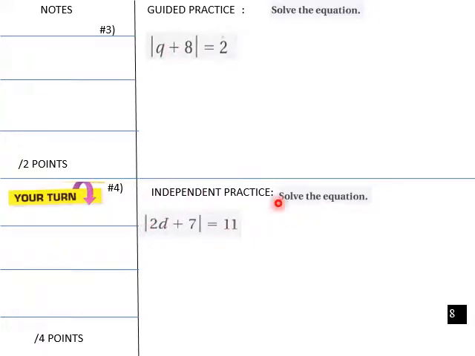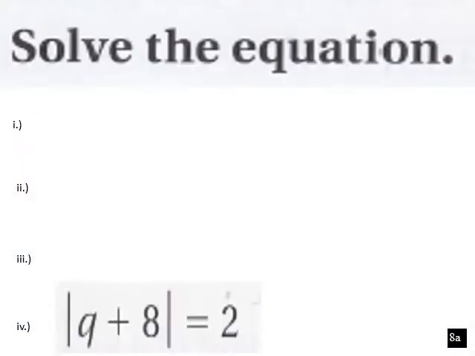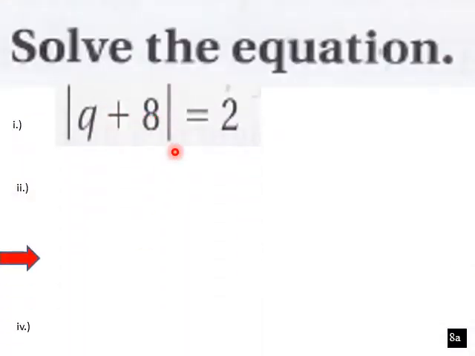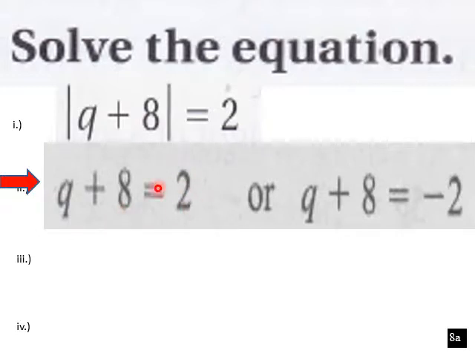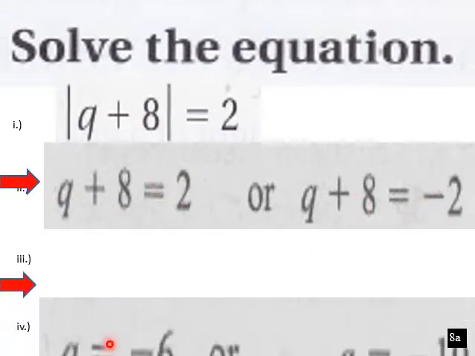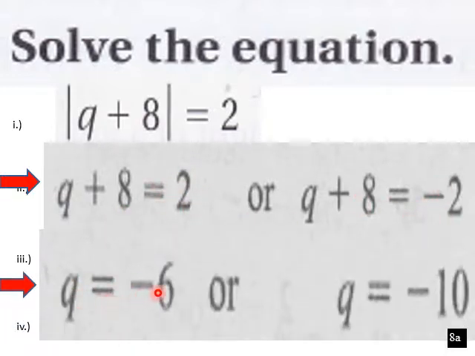Okay, our next guided practice here, number 3. And students, this is you here. The absolute value of q plus 8 equals 2. So solve the equation. q plus 8 equals 2, or q plus 8 equals -2. That would be the way we solve it. q equals -6, or q equals -10.